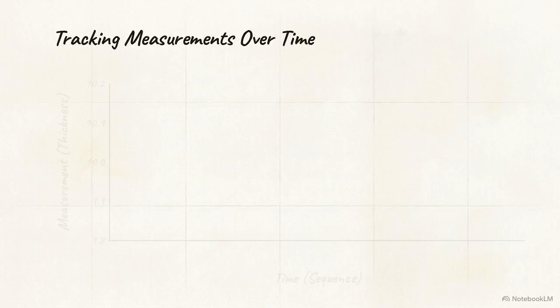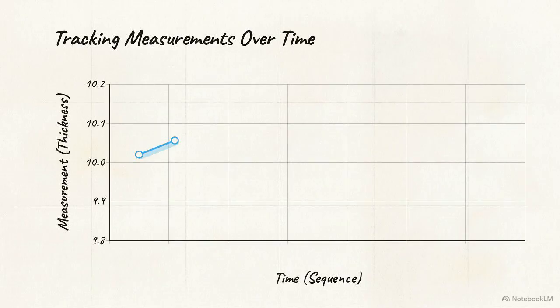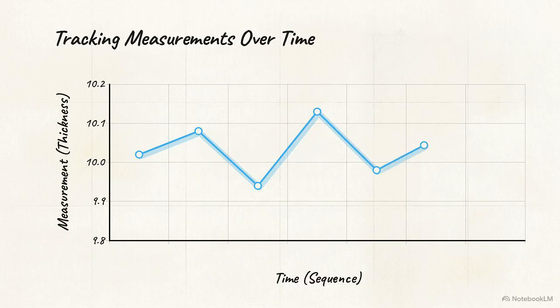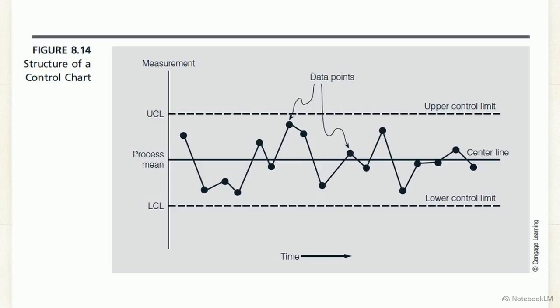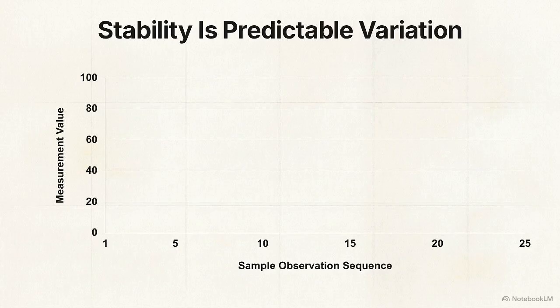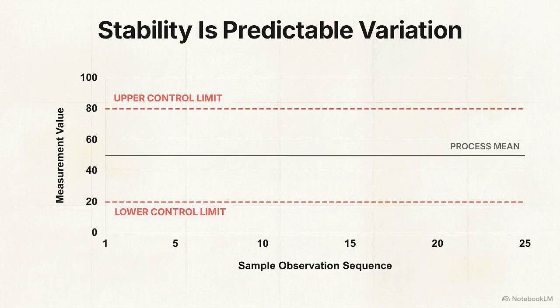At its core, it is a specialized run chart that tracks a single measurement variable, like a part's thickness or weight, plotted consecutively over time. This chart maps out a system's critical boundaries. You have the center line, representing the historical process mean, flanked by two static horizontal boundaries, the upper control limit and the lower control limit. These lines define a controlled process.